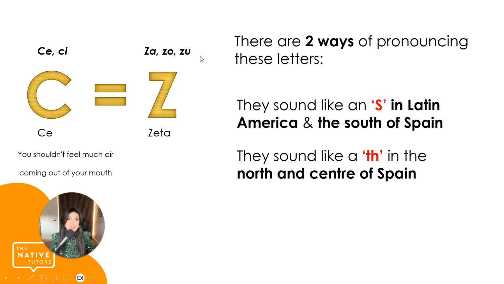And the same goes for the letter Z. In Latin America, we would say sa, so, su, whereas in most of Spain, it would be tha, tho, thu. Now, the question is, which is the right pronunciation? I wouldn't say there's a right or wrong pronunciation, but it's mainly about where you're planning to go. If you're planning to move to Spain, most definitely pronounce it like a th. But if you're planning to go to Latin America, you should pronounce it like an S. But I just wanted to show you the difference so that you know which one to use.